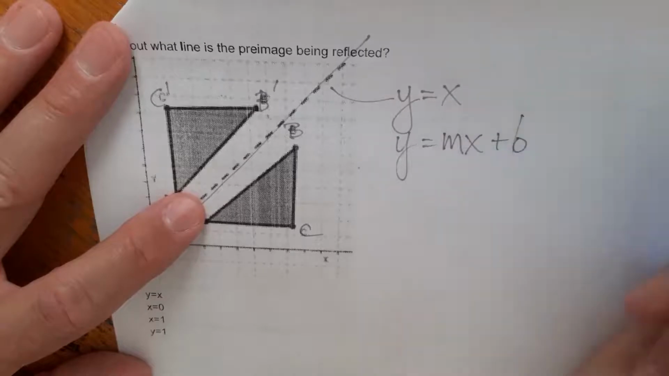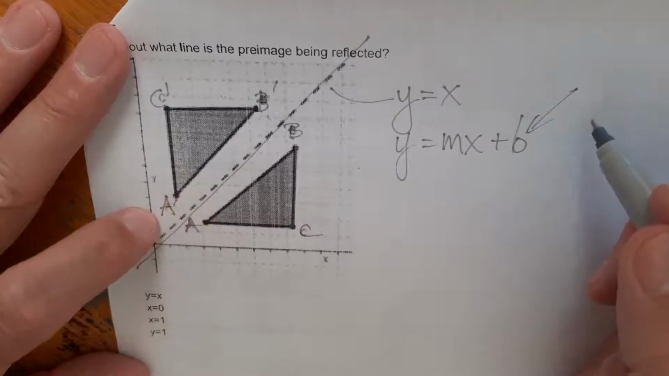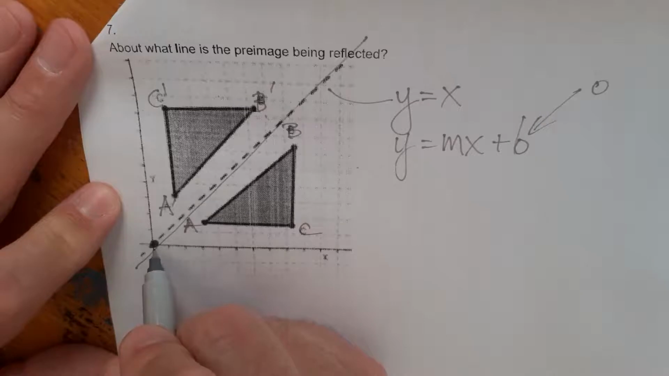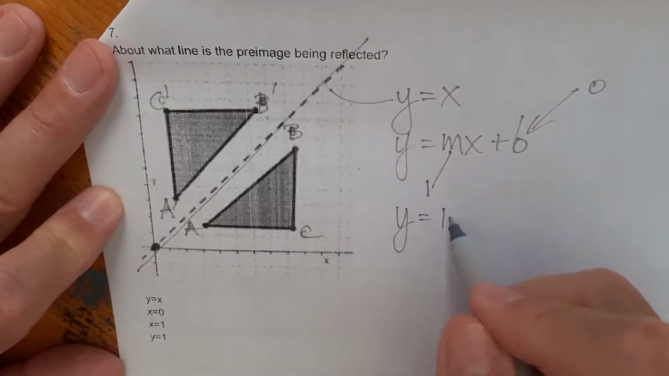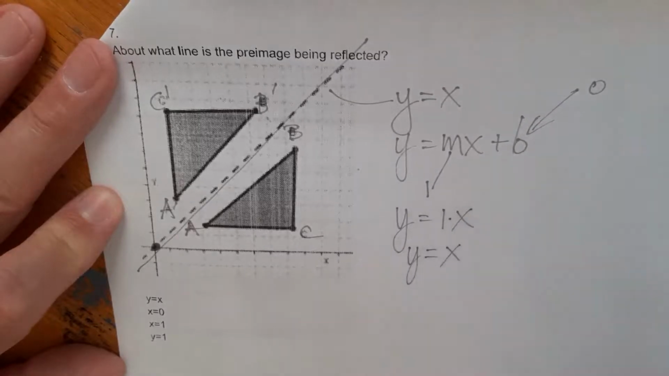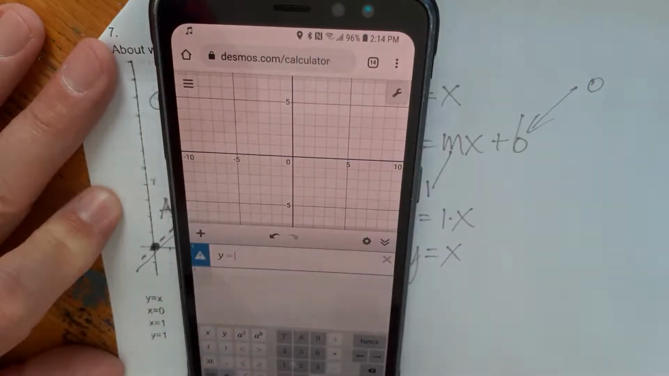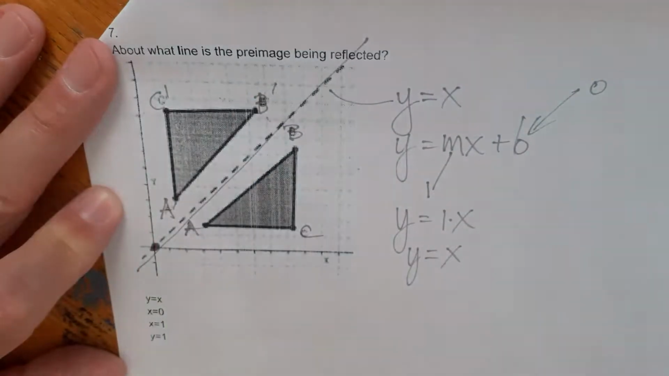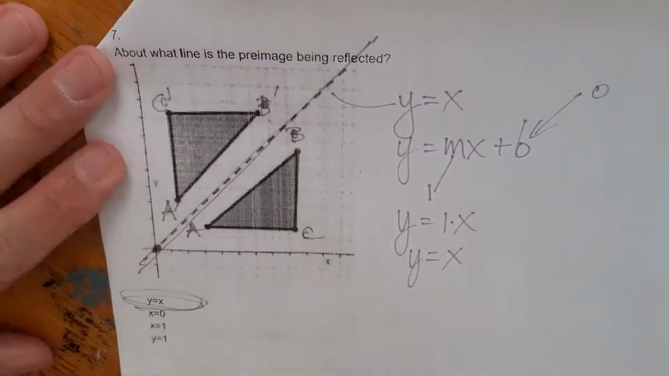mx plus b, which I hope that sounds familiar to you. If there's no y-intercept, it's 0, which look, this is cutting right through the origin, so there's no y-intercept. And then we have a slope equal to 1. This is equal to y equals 1 times x, or y equals x. And if we just go here and plug this in and say y equals x. There you go. 45-degree angle line right there. That's what this is. So y equals x is the line about which this is being reflected.